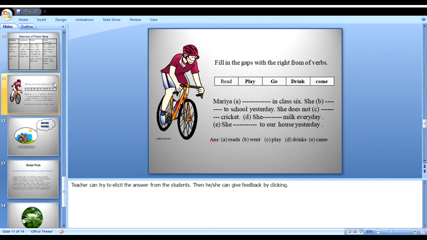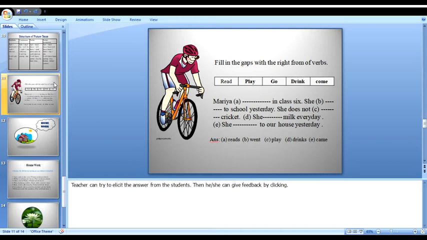Now let's see the passage. Maria, blank A, in class 6. She, blank B, to school yesterday. She does not dash cricket. She dash milk every day. She dashed to our house yesterday.